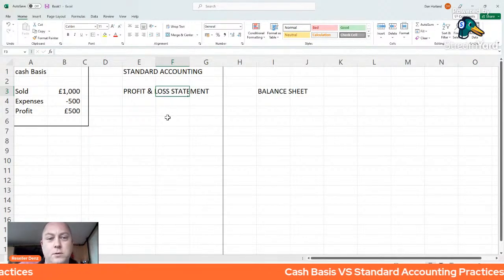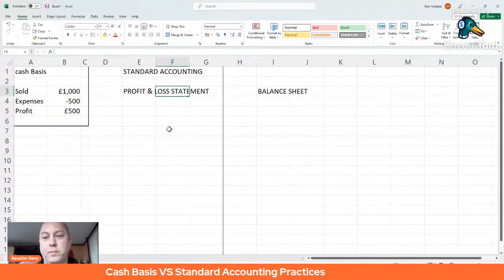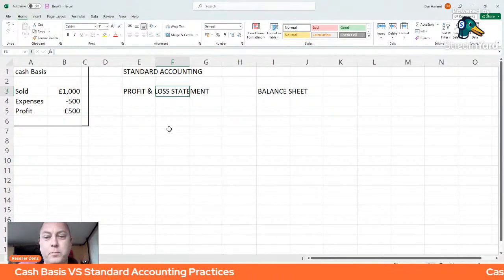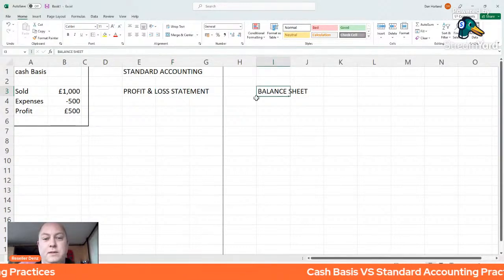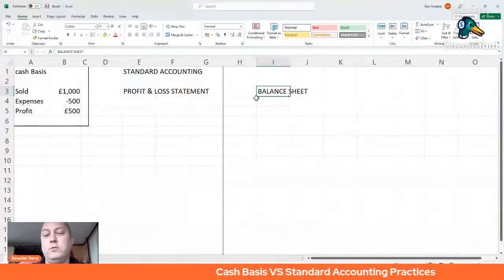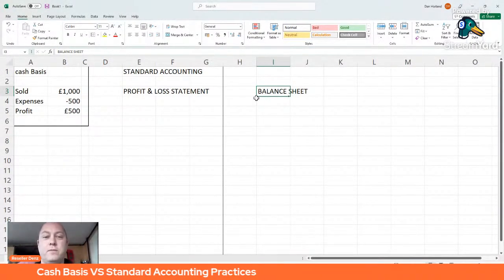So the profit and loss statement is basically a snapshot in time of normally 12-month period of how your business has done within that 12 months. A balance sheet is everything that's gone on from day zero of your business that's happened, and it's an accumulation of all of that information.